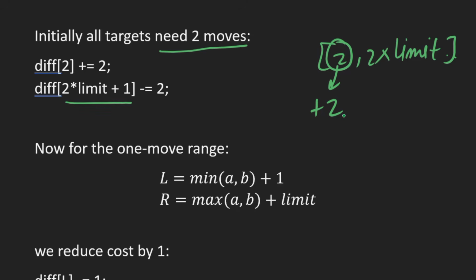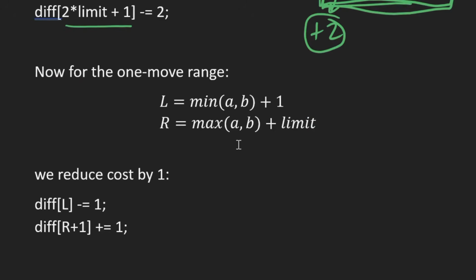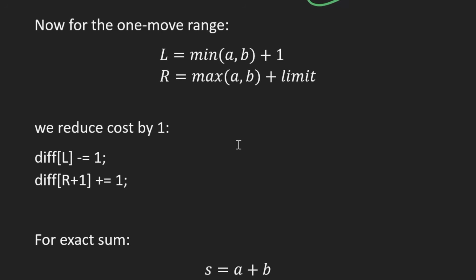So when we prefix sum, this two will be added to all the numbers in this range, right? To all the numbers in this range. Then we handle the one move range, that is those target sums that require one move. So the range is left is minimum of a comma b plus 1, and the right is maximum of a comma b plus limit.